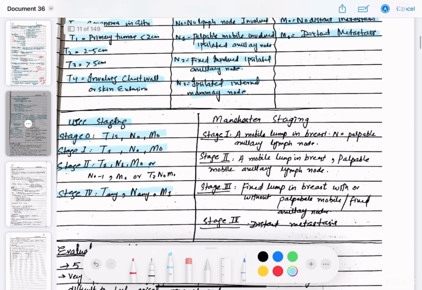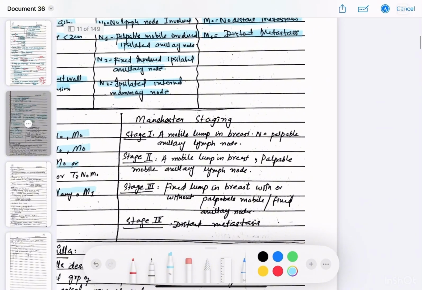The Manchester staging: stage 1 is a mobile lump in the breast with no palpable axillary lymph node. Stage 2 is a mobile lump in the breast and palpable mobile axillary lymph nodes. Stage 3 is a fixed lump in the breast with or without palpable mobile or fixed axillary nodes. Stage 4 is when distant metastasis is present.